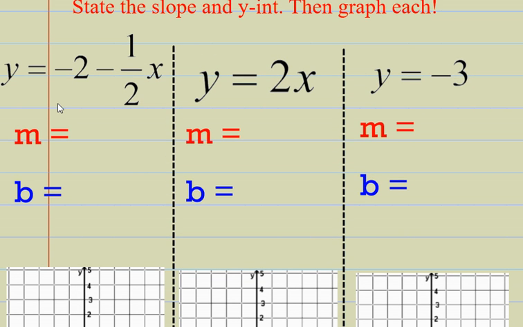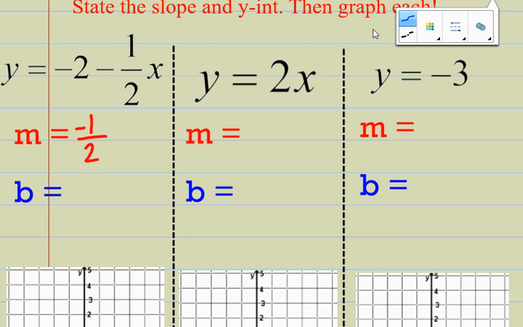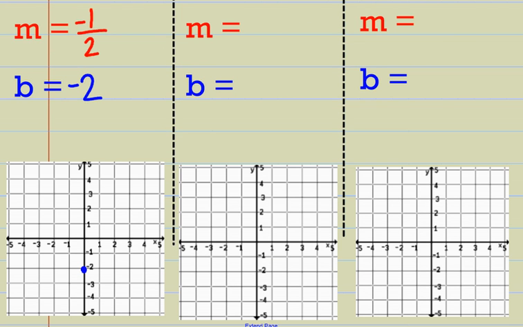This one says y equals negative 2 minus 1/2 x. The slope is the number next to the x, which is a minus 1/2. So that's going to be down 1 and right 2. The y-intercept is negative 2. So I start at negative 2. And then my slope is down 1, right 2. Think about this. Going down 1 and right 2 would be the same as going up 1 and left 2. That would be as if I had written the slope as 1 over negative 2. That will give you the same points on the line. And if you have a few points, you can sketch the line in.